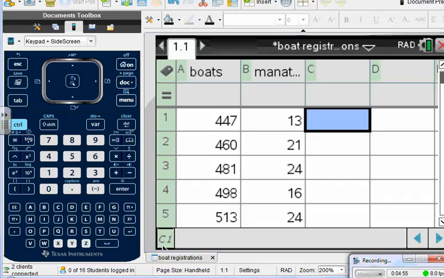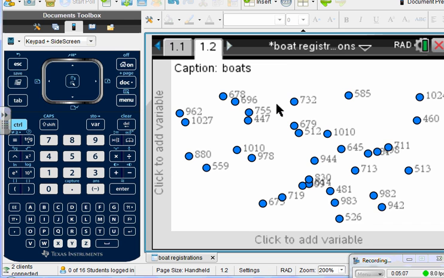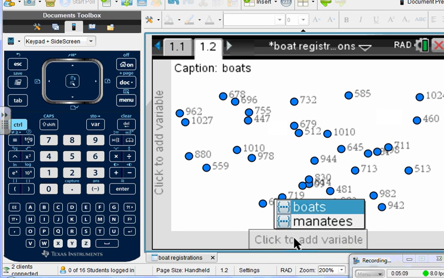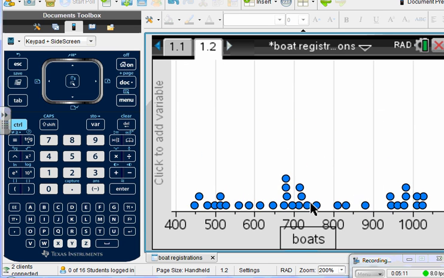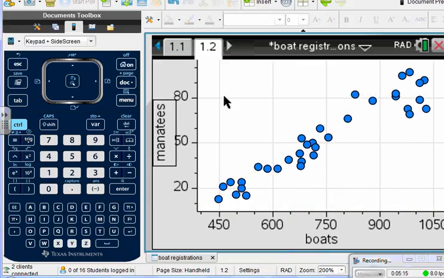All right, so assuming that everybody has the data back in their calculators again, okay, let's look at the scatter plot again of the boats and manatees. So we want boats here on the x-axis, and we want manatees on the y-axis. So, talk amongst yourselves. If you were going to make a guesstimate of what you think the R value is for this data, what do you think it'll be?